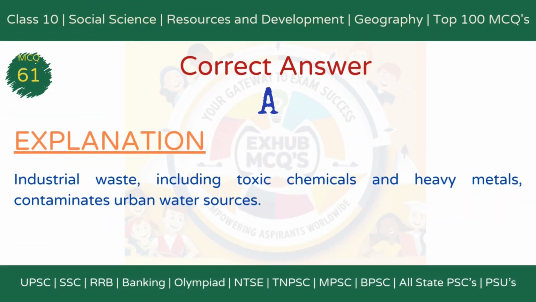The correct answer is option A, industrial waste. Explanation. Industrial waste, including toxic chemicals and heavy metals, contaminates urban water sources.